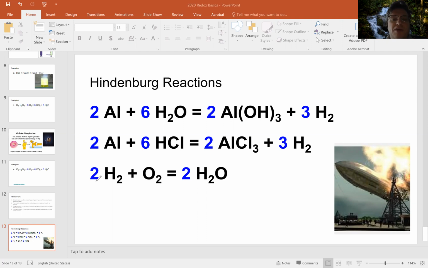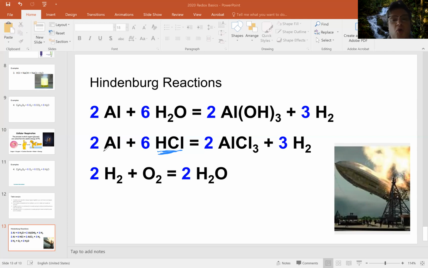Now notice that we have hydrochloric acid here, and so if you see an acid, it doesn't always mean that you have an acid-base reaction and we aren't looking at redox. This is hydrochloric acid just reacting with a metal, not a base. So when hydrochloric acid reacts with aluminum, you get aluminum chloride and hydrogen.